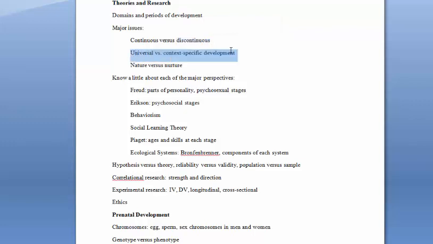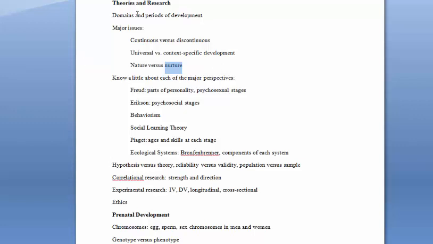We also talked about universal versus context-specific development. Does everyone develop in the same way? Does everyone go through those same steps of development? Or is it that your environment and the culture that you're raised in causes different people to develop in different ways? And then, of course, the nature versus nurture debate refers to, are we impacted more by biology, by our genetics, which would be nature, versus nurture, which would be our environment, which could include parenting that we received, peers, culture, media, teachers, neighborhood, etc.